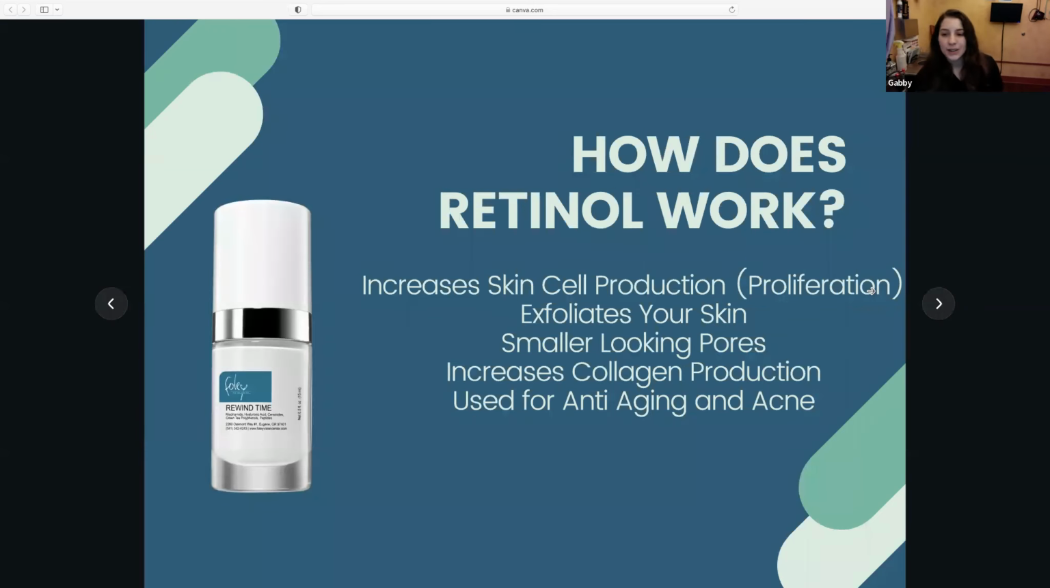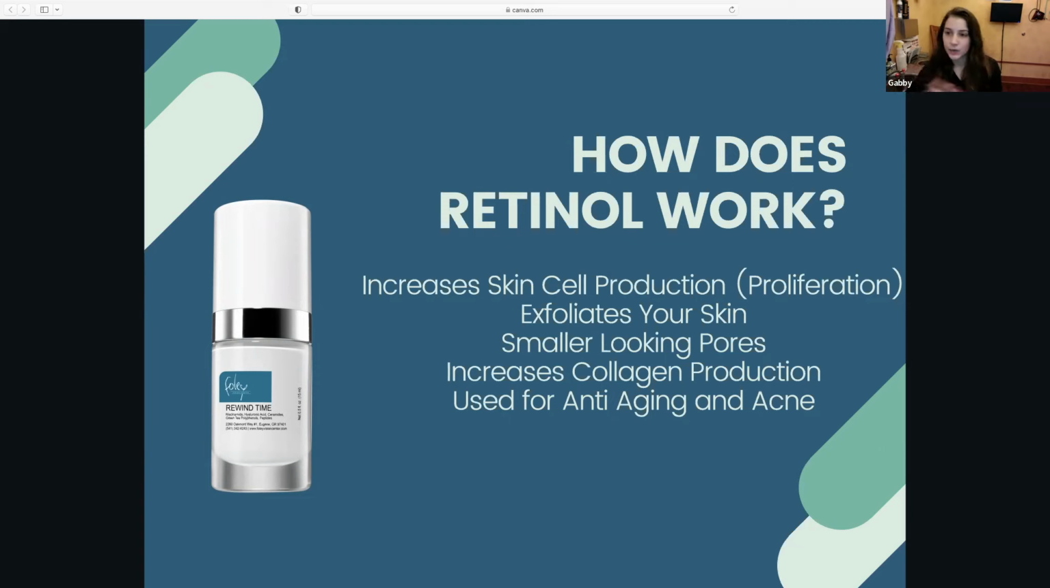All right, so how does it work? Proliferation, or basically skin cell turnover, is what it mainly does. It makes that go by quicker. So when you think about when you're younger and you skid your knee, it maybe heals in a couple of days. Now, if you were to skid your knee, you're going to have a scraped up knee for about 2 weeks. So retinol helps to speed up that cell turnover, get things healing faster.